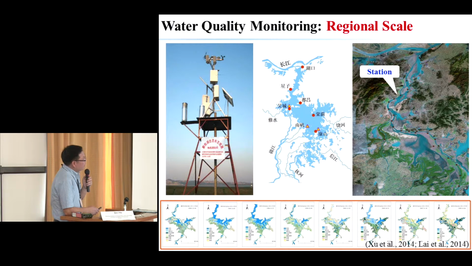And for the regional scale, we use the lake part and the catchment part. For each river, we have 5 rivers flowing into Lake Poyang, and we can monitor the data at the river mouth of each river. So we can get the emission data for the whole regional scale of Poyang Lake.